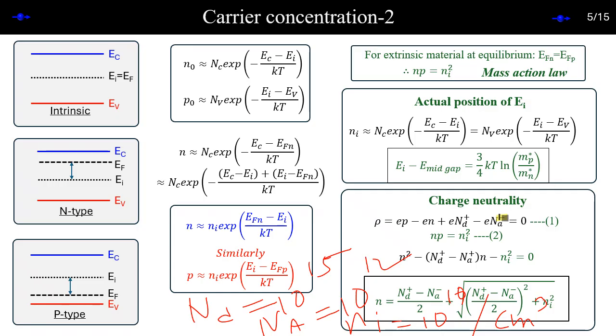But in general, if a material is given and the doping concentrations are given, then if you know the carrier concentration, you can tell where the Fermi energy level should be.